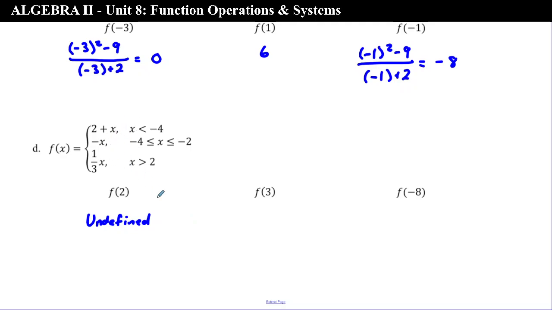It's not defined. Now f of 3 is defined. That's for this third part, so we're going to do 1/3 times 3, which gives us 1. And then for negative 8, we're in this portion of the function, so we have 2 plus negative 8, which gives us negative 6. So you'll see there's not really that much to evaluating it. You find the portion that you need to put it into, and then you plug it in and find out what your value is.